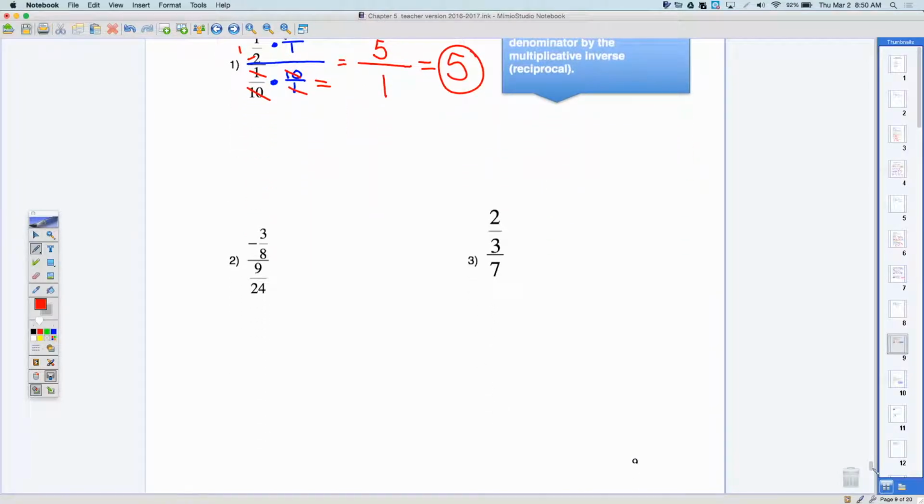Example 2 is -3/8 over 9/24. There's a negative in the problem, so don't forget your negative in your final answer. Our denominator is 9/24, so we want to multiply by 24 over 9. Everything in your denominator cancels out, so we're left with a 1.